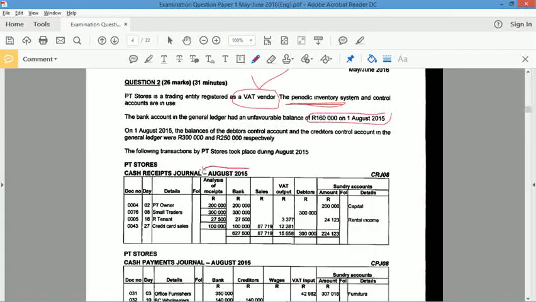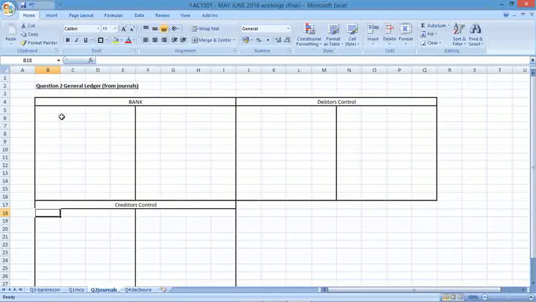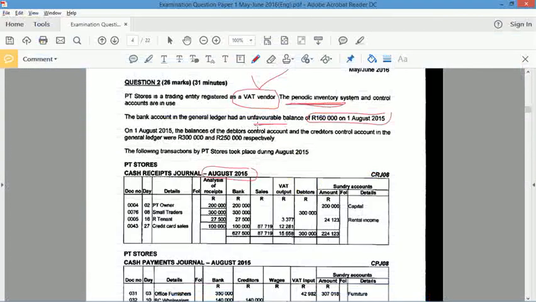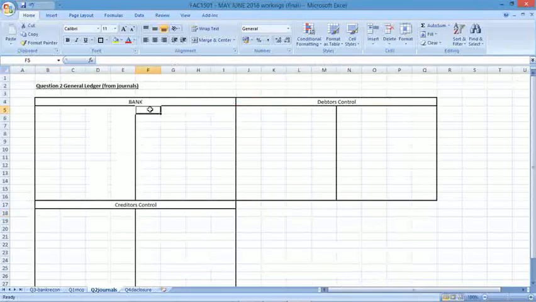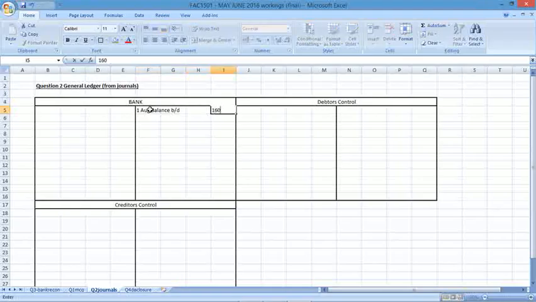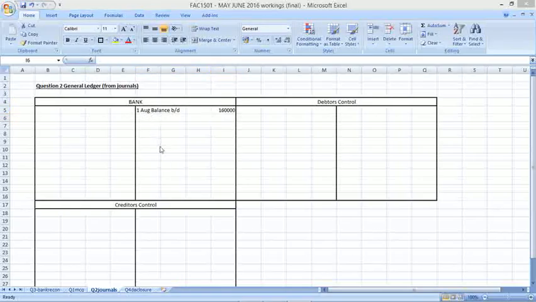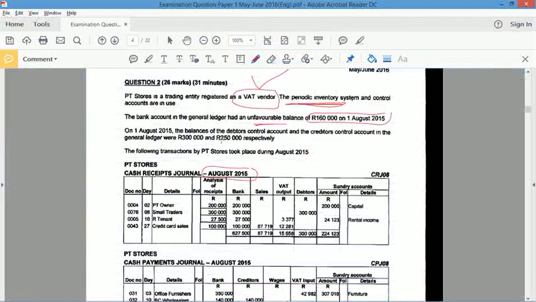Obviously you've got journals for August, so you need to start with the balance. So that's an easy mark to get in your bank account. It's an unfavorable bank balance, so it'll be seen as a credit because it's a negative, it's a liability. Unfavorable bank balance, 160,000 on the 1st of August. So 1st of August, balance brought down 160,000. That's a balance that I've recorded.